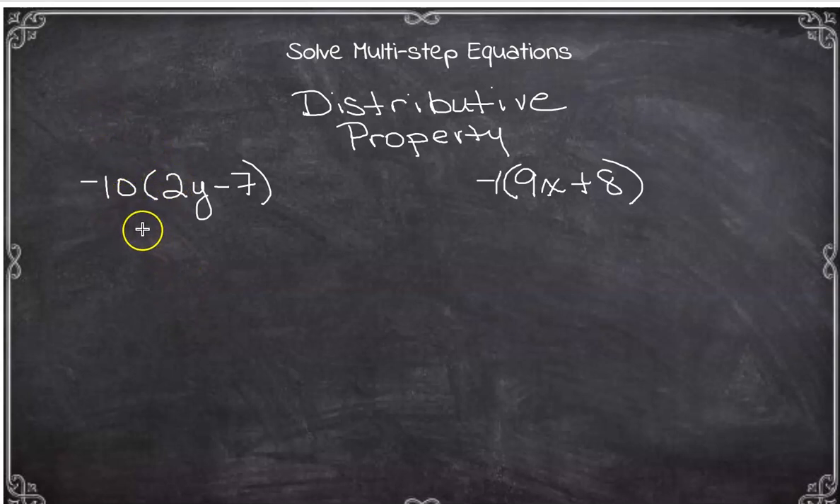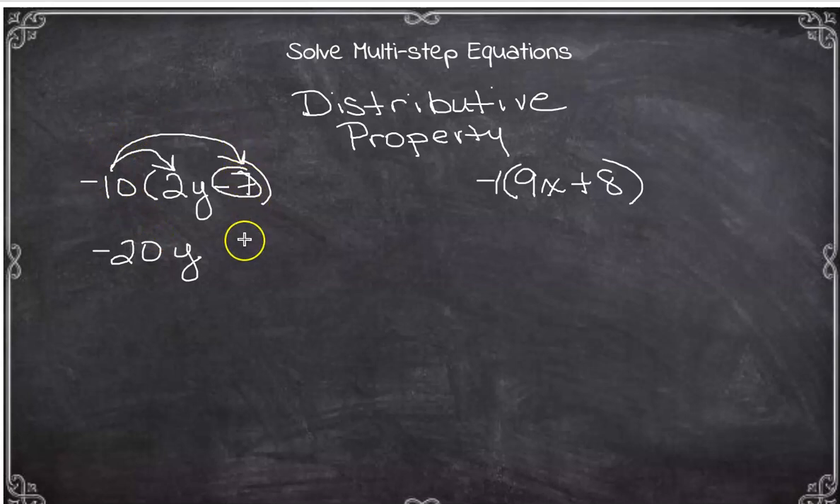And what you want to do is multiply, because remember, parentheses in math typically means multiply. So we're going to multiply this negative 10 times the 2y minus 7. And the way we do that is we multiply the negative 10 times each term inside the parentheses. So basically we distribute that negative 10 into the parentheses, multiplying times each of those terms. So negative 10 times 2y would be negative 20y. And then negative 10 times, and we treat this as a negative 7. It's a minus 7. We treat it as a negative 7. Negative 10 times negative 7 is going to be plus 70.